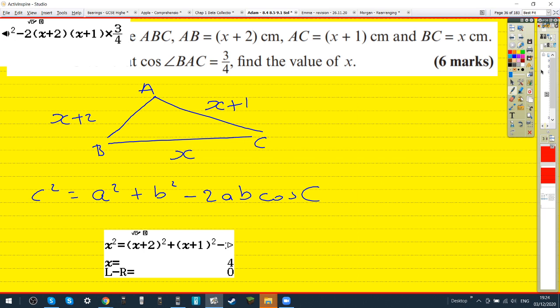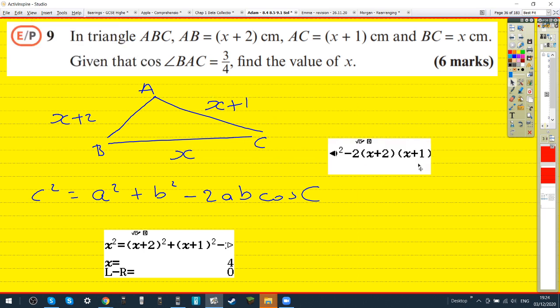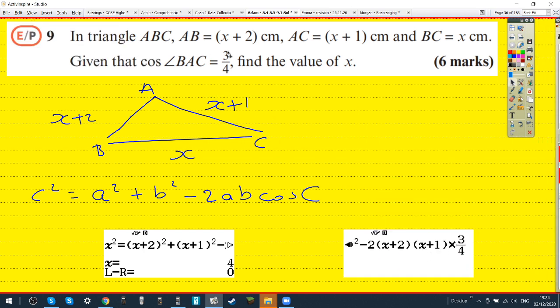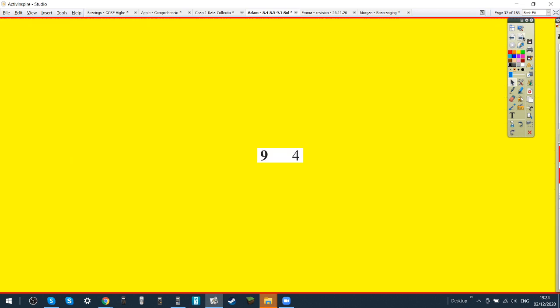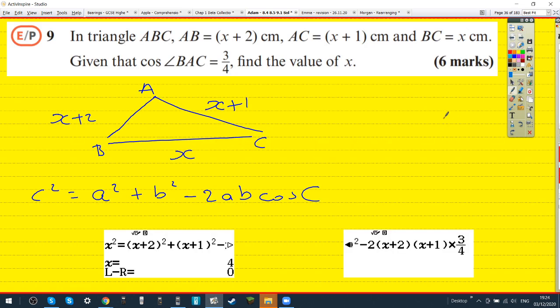Okay, great. And so the little trick there is that it's not the cos of 3/4. The cos of the angle is 3/4, and so it's just 3/4. Yep. 6 marks. There you go. And all right, cool.